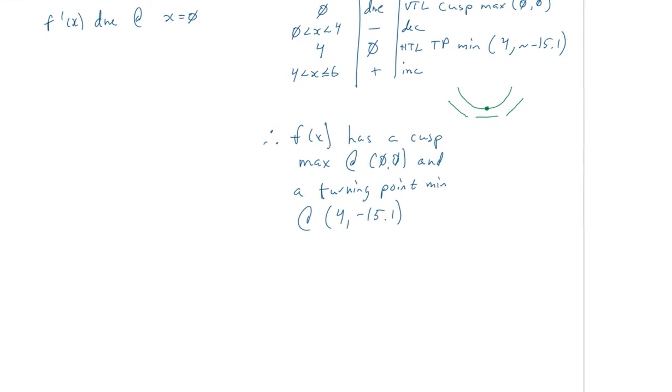Okay, interesting. What does that mean? What does that actually look like? Well, it's increasing. It does a cusp. It decreases, turning point, increases again. And we know the location of those two places. We could find that x-intercept.